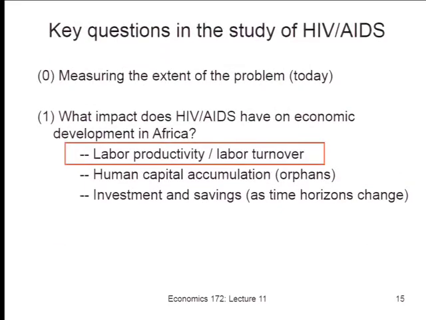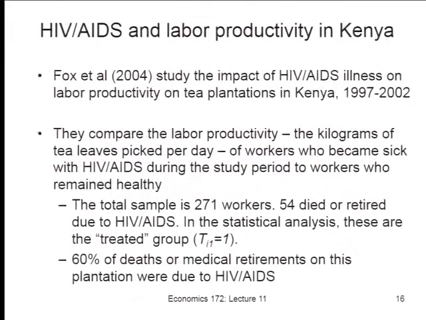Okay, so we're going to focus on labor productivity and to some extent labor turnover as well. This is the Fox et al. study, again, on these tea plantations. In all, they have an interesting setup, and it's not one that you'll see in the other papers this term, but it's one that you actually see in some research studies. The first thing they do is they identify workers that died or retired due to HIV/AIDS.